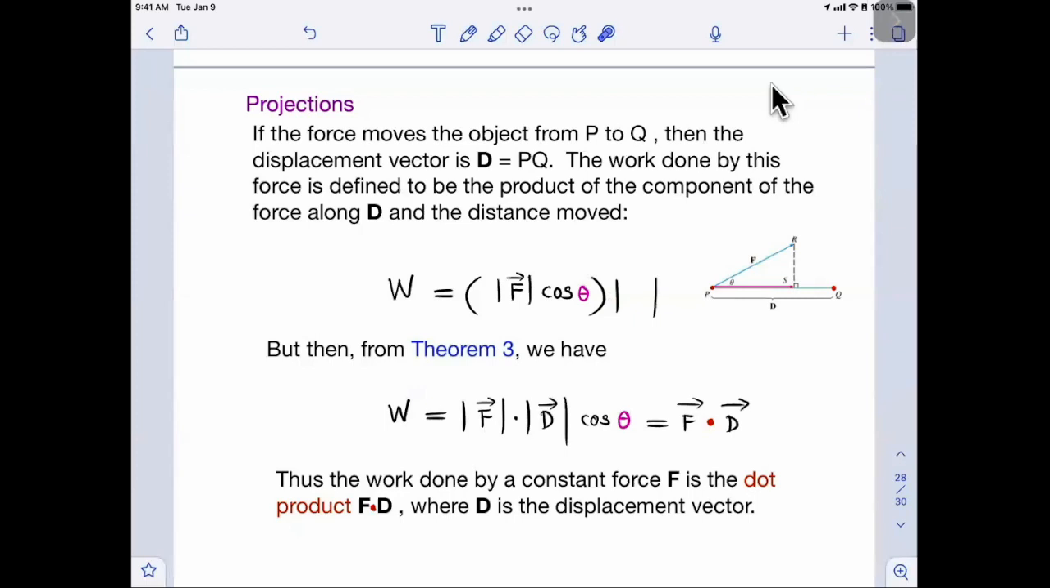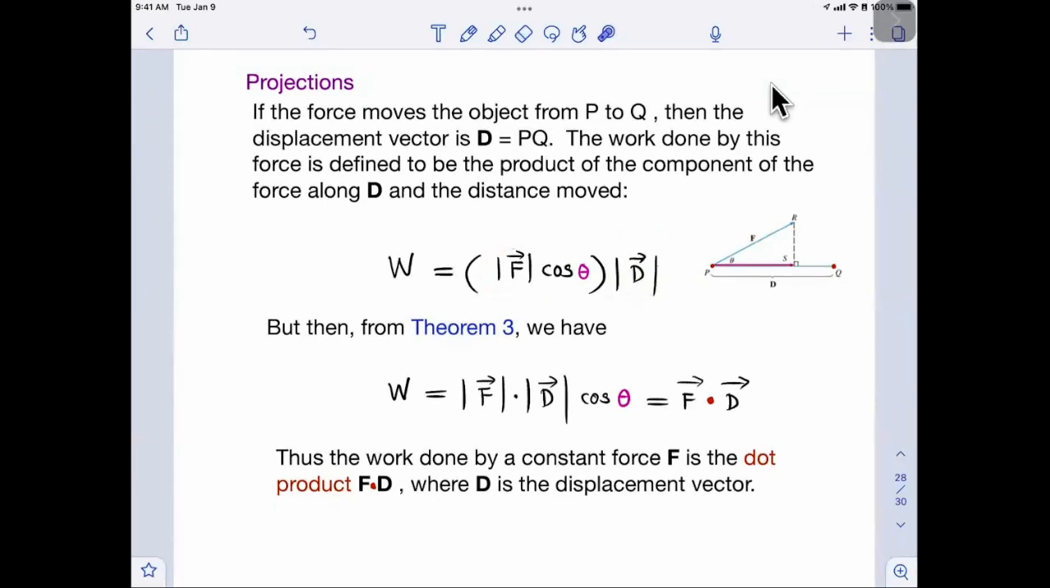Think about this as the force along this direction, and then times the displacement. The displacement is the magnitude of D, from P to Q. So put this together and change the order: the magnitude of F times the magnitude of D times cosine theta, which is exactly the dot product of F and D. F is the force vector, D is the displacement vector. When you dot them, you get the work done.